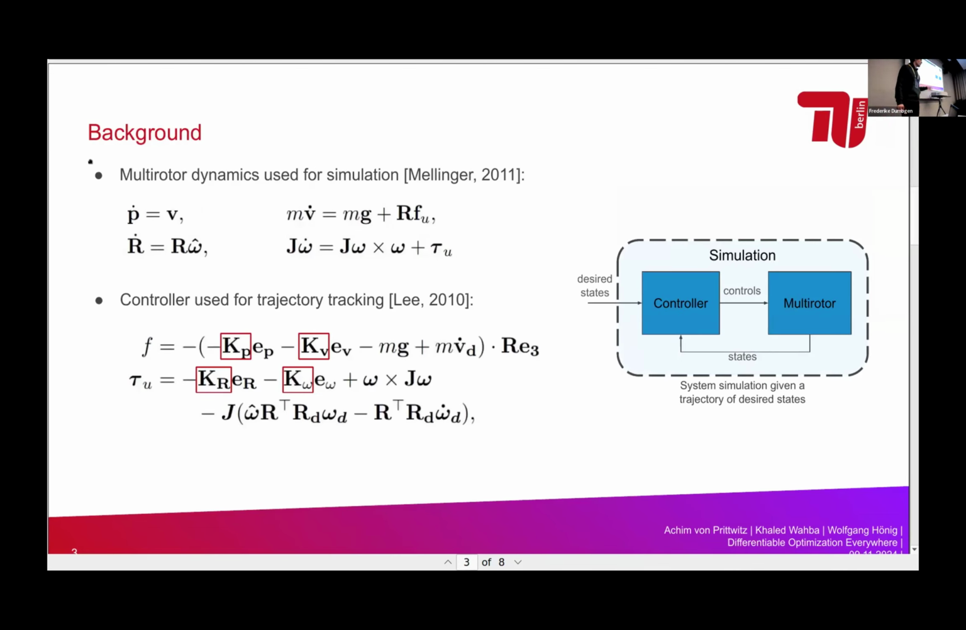In the background of our work, the multirotor can be simulated using simple Newton-Euler dynamics, and we use a geometric controller for tracking. Together we can use these two blocks to simulate a trajectory of desired states. We assume that we already know the parameters of our quadrotor, so we know the mass and inertia. However, we want to find the gains to optimally track a given trajectory.